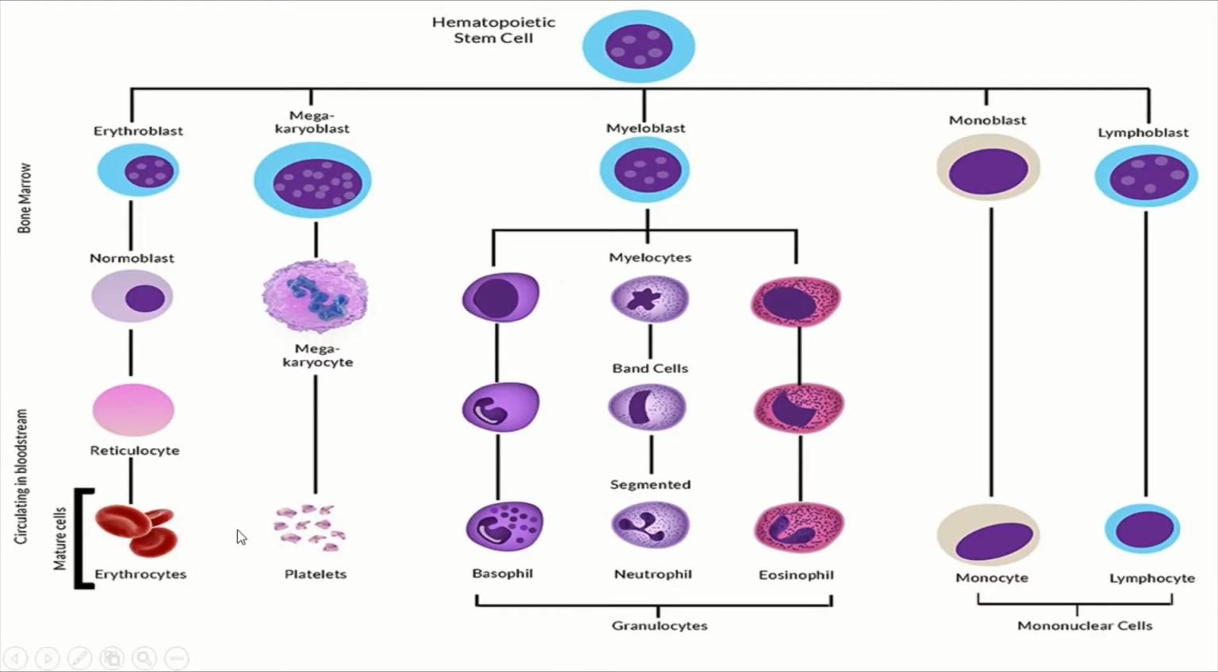Now, these are the cells we have in our blood system. We have erythrocytes, platelets, and white blood cells. Erythrocytes are the red blood cells. They carry oxygen. Platelets make clots, and white blood cells protect our body. Now, we have several kinds of white blood cells, and I'm going to go through them real quick.